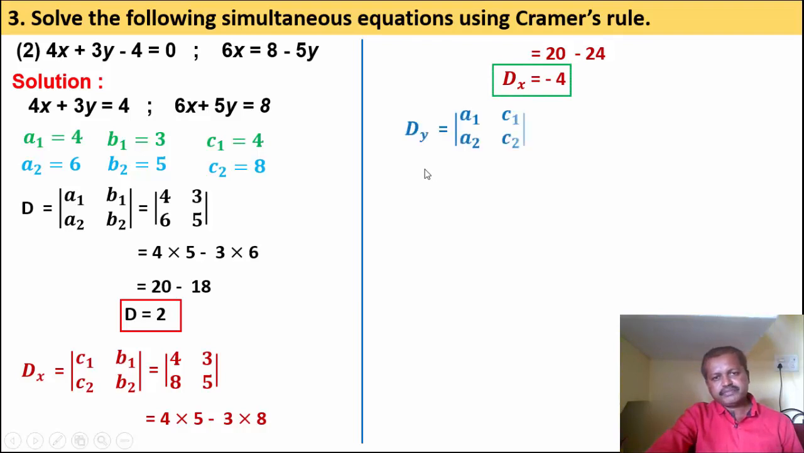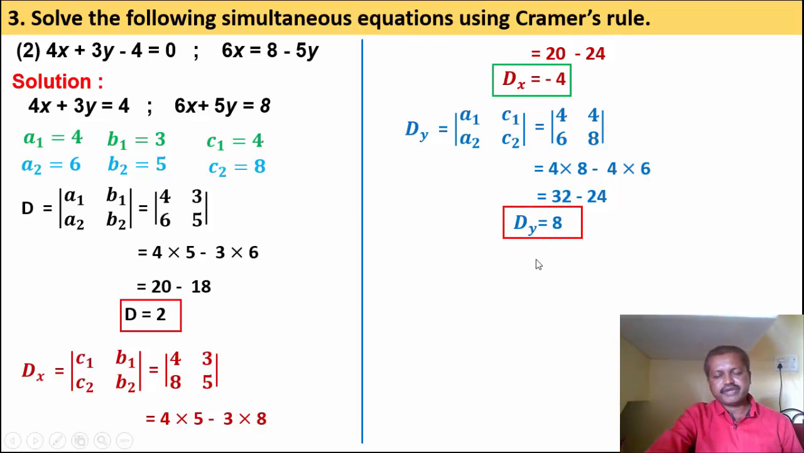Now calculate the value of dy: a1 c1, a2 c2. Write the values of this. For a1 c1 you write 4, 4, and for a2 c2 you write 6, 8. Now you take cross multiplication, 4 into 8 minus 4 into 6. Now simplify this: 4 into 8 is 32, minus 4 into 6 is 24. So 32 minus 24. Now you subtract this, you get dy is equal to 8. So this is the value of dy.